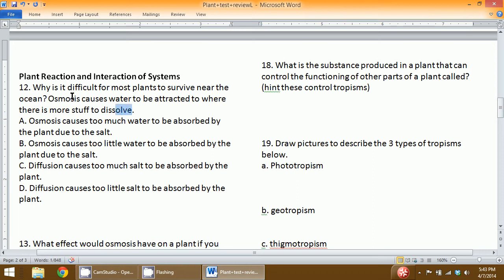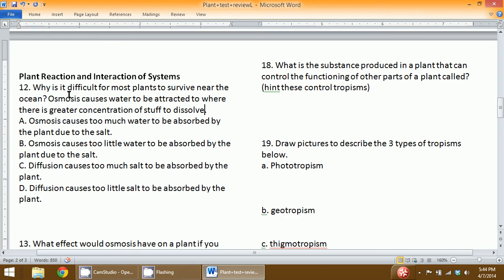The better way to say it, and we're kind of near the end of the year, so why not, is to where there is a greater concentration of stuff to dissolve. So it's not just where there's more, it's where there is more stuff close together. That's what concentration means. It's how much stuff in a certain amount of space. So salt water, which has a lot of stuff dissolved in it, is going to be very attractive to pure water. And so pure water will try to go towards it.